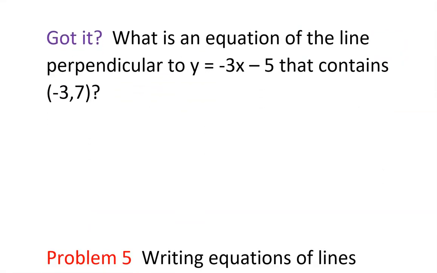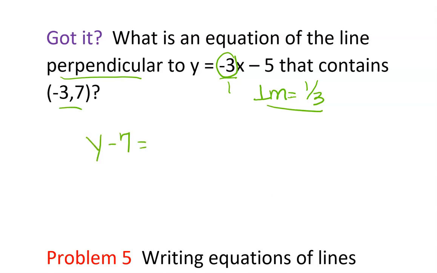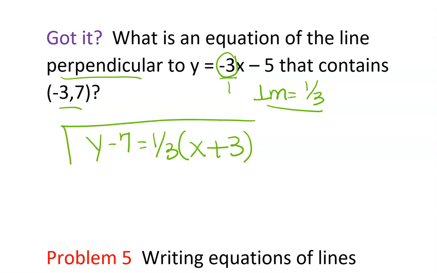Here's another got it question. You can pause and practice if you want to. We want perpendicular, so I need to grab that slope. I need to flip it over and change the sign. So when I flip it, I get 1/3. It was negative, now it's positive. I'm going to use these two pieces to write my equation. Y minus 7 equals 1/3 times x minus negative, which would be +3.